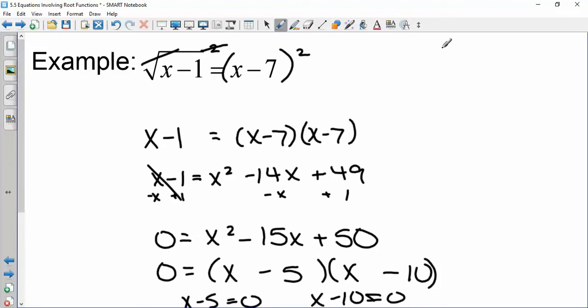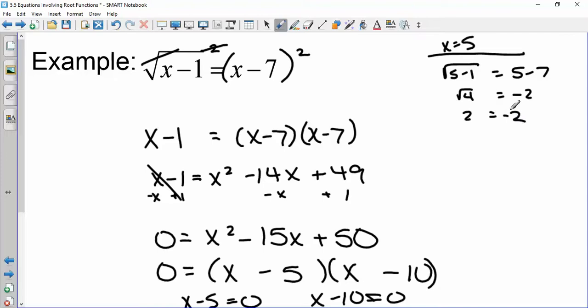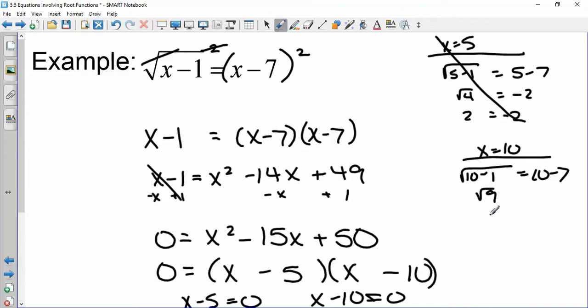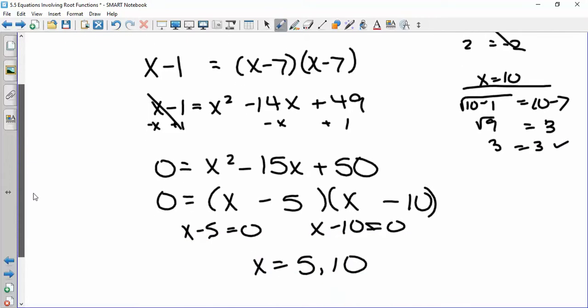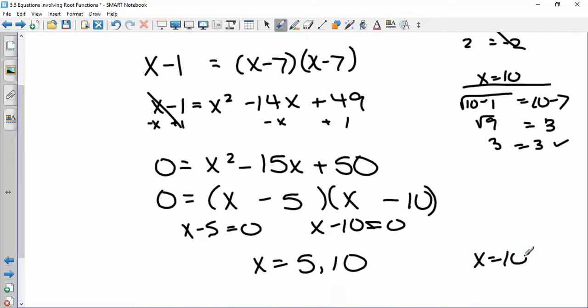So if I put a 5 into the original, I get the square root of 5 minus 1 equals 5 minus 7. This is the square root of 4, which is 2. 5 minus 7 is negative 2. Does 2 equal negative 2? No, so 5 does not work. If we put in a 10, we get the square root of 9, which is 3, and 10 minus 7 is 3. So 10 does work. So my only answer here is positive 10.